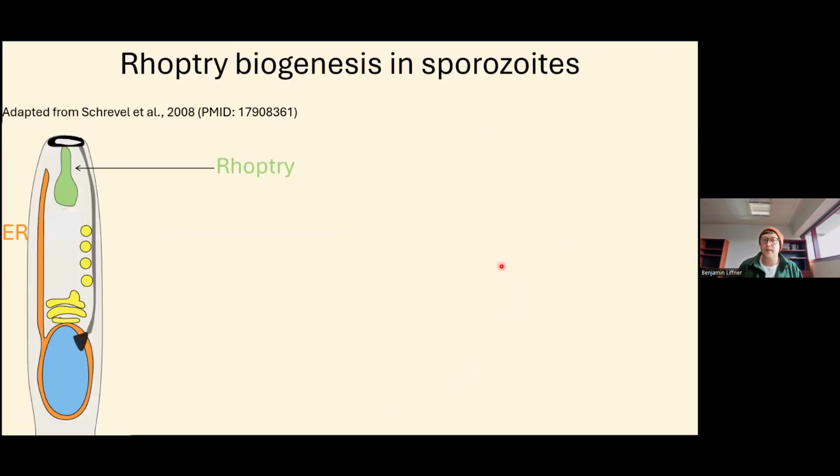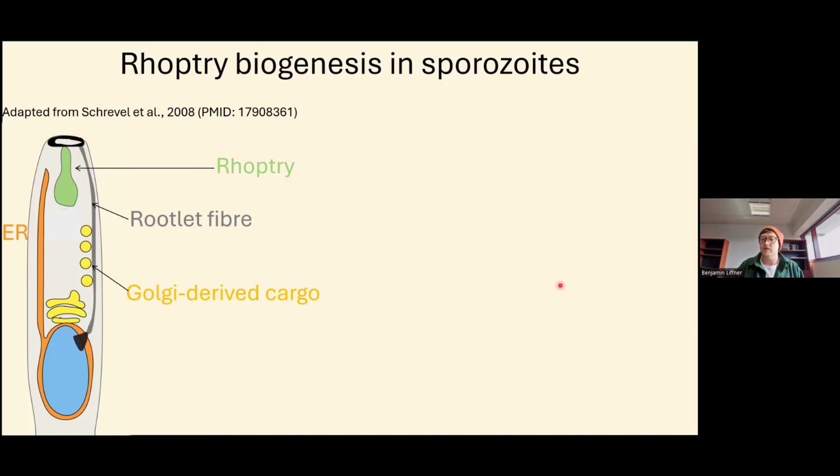So if we want to investigate rhoptry biogenesis in sporozoites, we need to ask, by going back through the literature, what do we know about rhoptry biogenesis in sporozoites already? Short answer is not a huge amount. We do know that they're made from Golgi-derived cargo that moves as little vesicles along this rootlet fiber, which connects the nucleus, or centriolar plaque, of the forming sporozoite to the apical polar ring, which is essentially the leading apical end of this forming parasite.